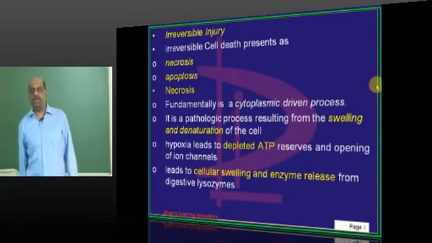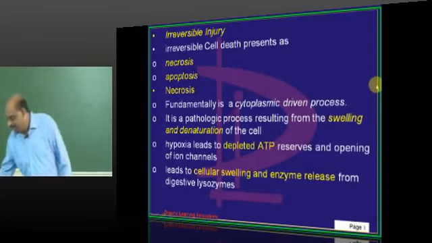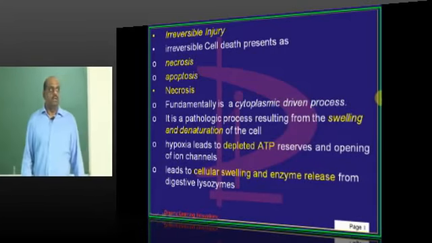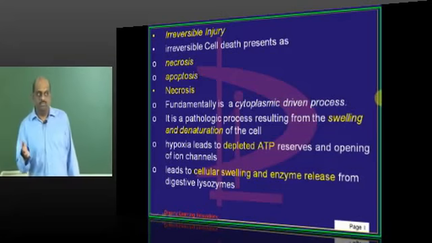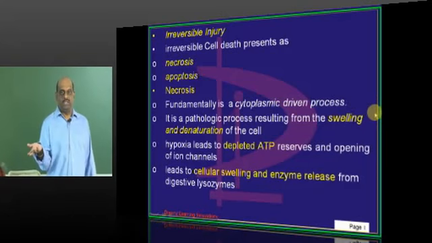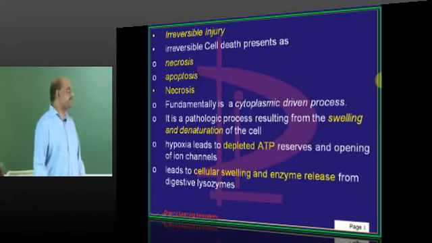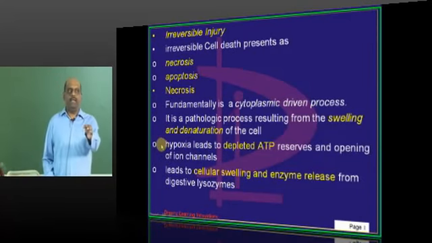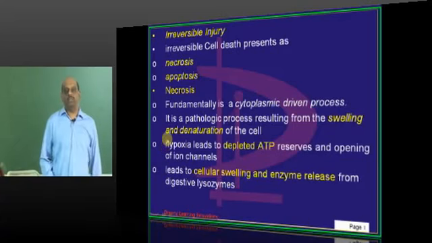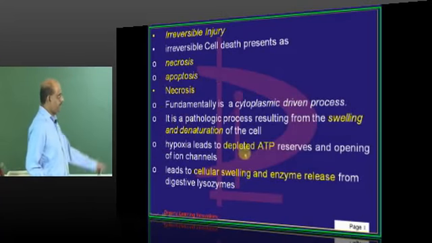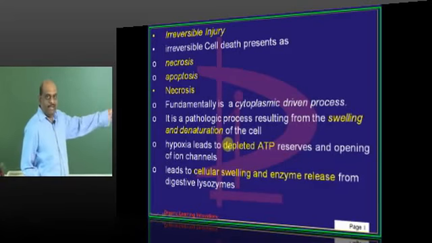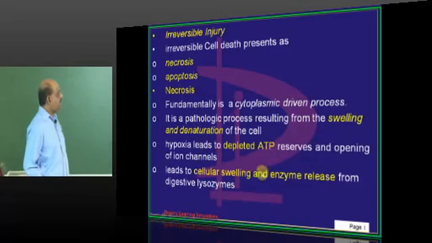Necrosis is our next important topic, which is also called the irreversible injury. Irreversible injury can lead to either necrosis or apoptosis. Any of these two can happen in the case of the irreversible injury. Necrosis fundamentally is a cytoplasmic driven process, is what you need to remember. There is a cell swelling and denaturation of the cellular proteins in case of the necrosis.